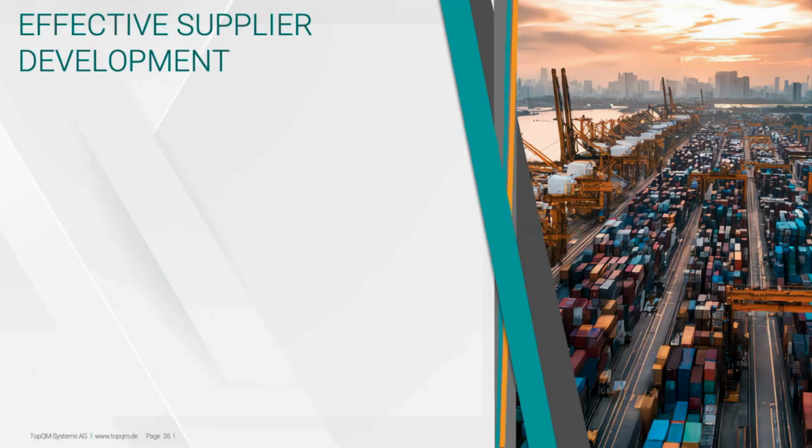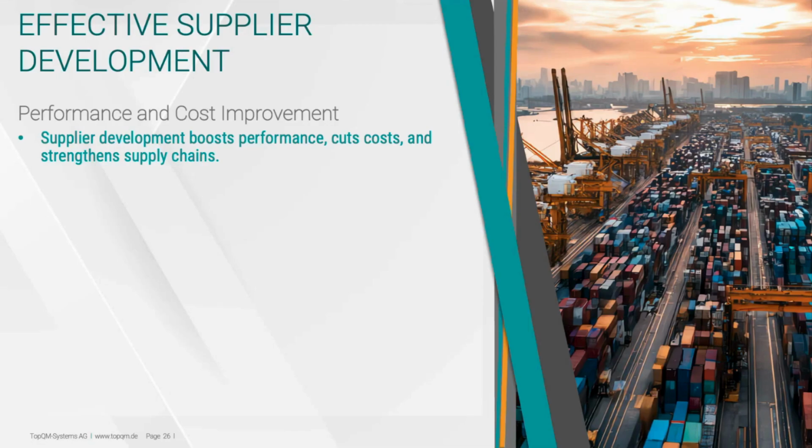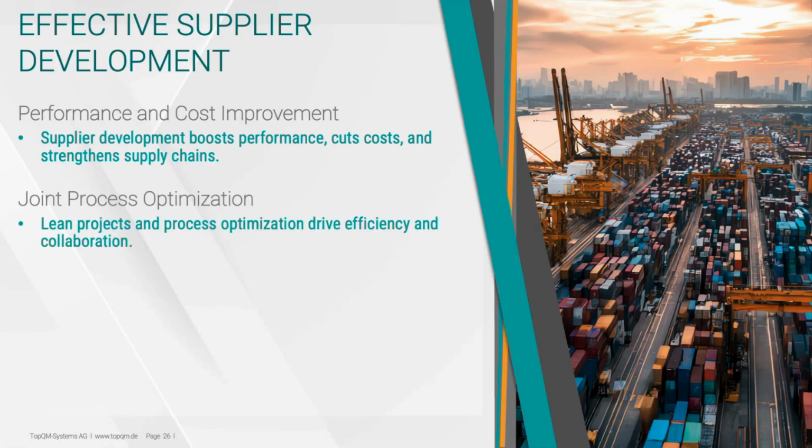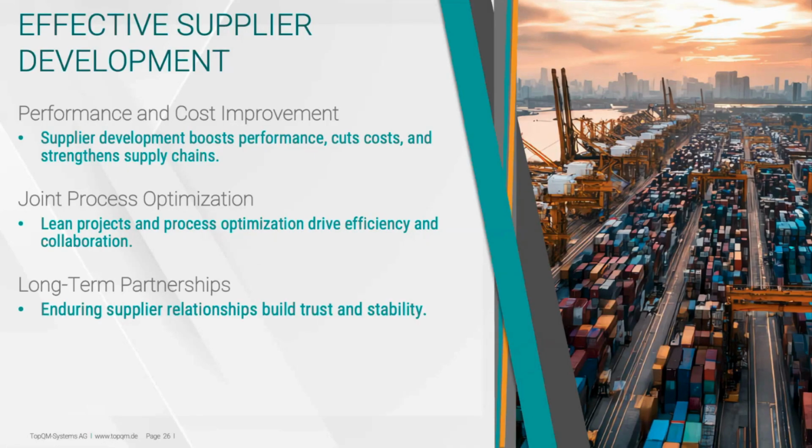Right, and yeah, performance, cost improvement. Supplier development obviously boosts the performance, would hopefully cut costs, strengthening supply chains. That is what we ultimately would like to achieve. Joint process optimization. We could be looking at lean projects and process optimization projects to drive efficiency, collaboration between supplier and customer. Hopefully, creating long-term partnerships. That's, I guess, the kind of stability that one would like in industry.